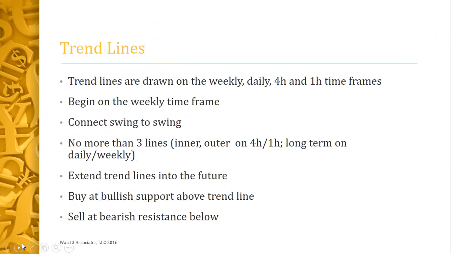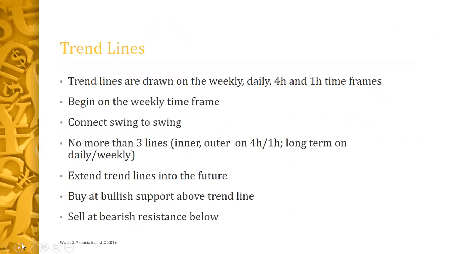Alrighty. So trend lines are drawn for the swing trade method. They're drawn on the daily, 4 hour, and the weekly. For the intraday, they're drawn on the 4 hour, 1 hour, and 15-minute. For training purposes, we're going to use the swing trade method. We begin on the weekly time frame, and we can just connect swing high to swing high or swing low to swing low, depending on the trend you're in.